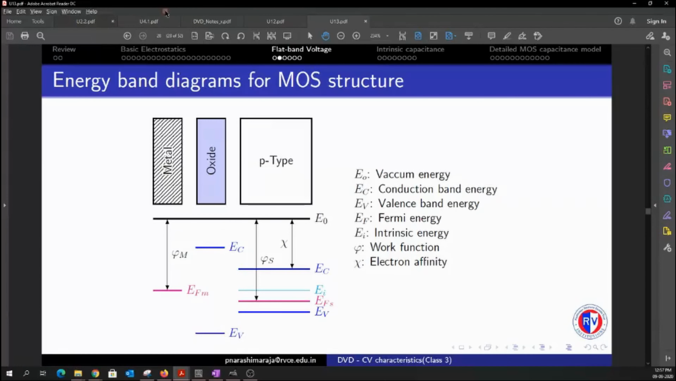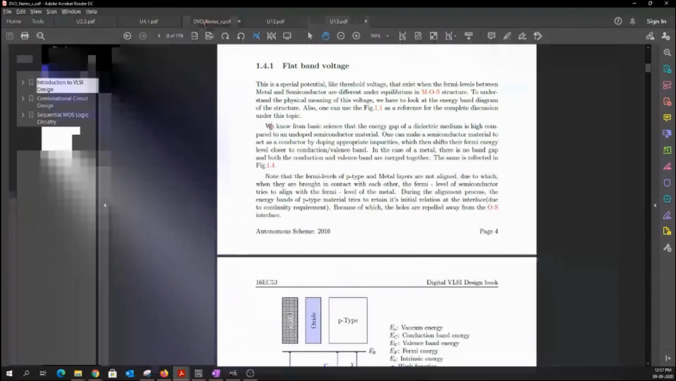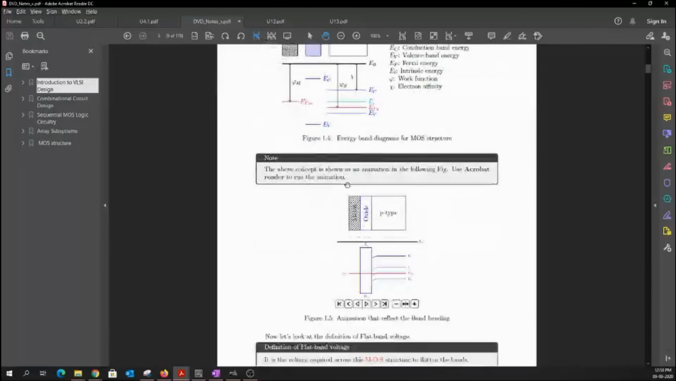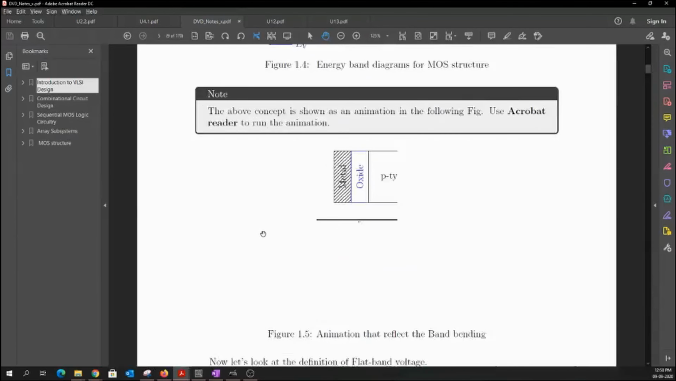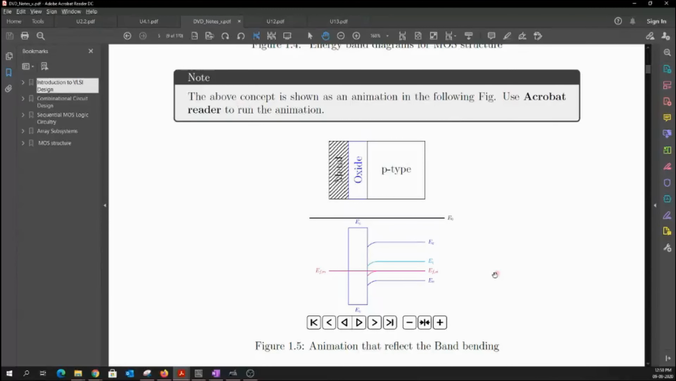This is a bit of animation that I tried to put in. If this note has been shared with you, you have to open this in Acrobat Reader, the latest version, whatever it is. Only in that can you visually see this particular animation.